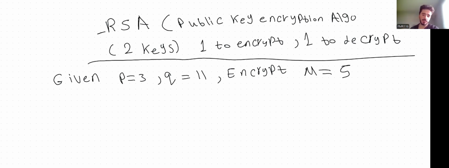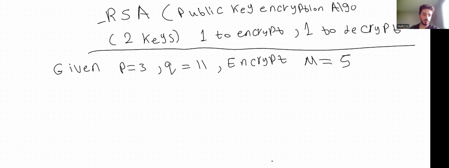Sometimes we first encrypt with the private key, sometimes we first encrypt with the public key and decrypt with the other one. So it depends on the need or the usage of the algorithm. First, we might have a problem like this one: given P and Q, encrypt the message M, which is equal to 5.